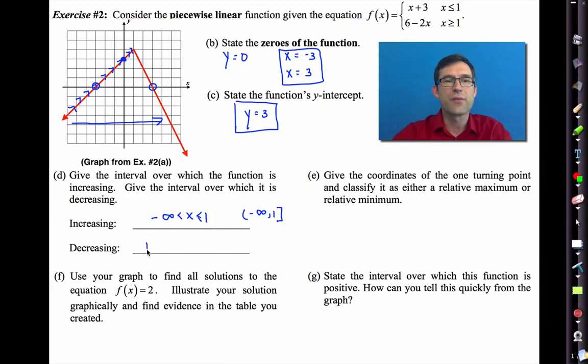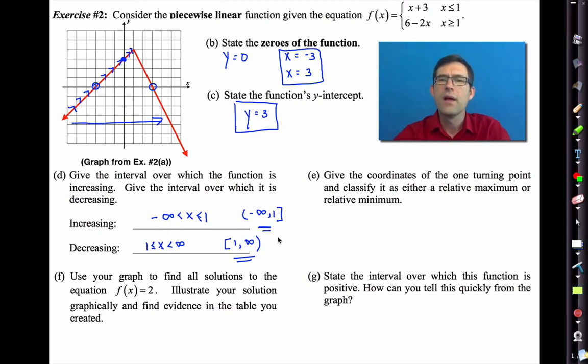It's decreasing from 1 out to infinity. Again, whether you have the equals there or strictly a greater than, less than symbol doesn't matter. In interval notation, 1 to infinity. Love the interval notation for these things. Consider using that, right? Where you start, where you stop, brackets, parentheses.